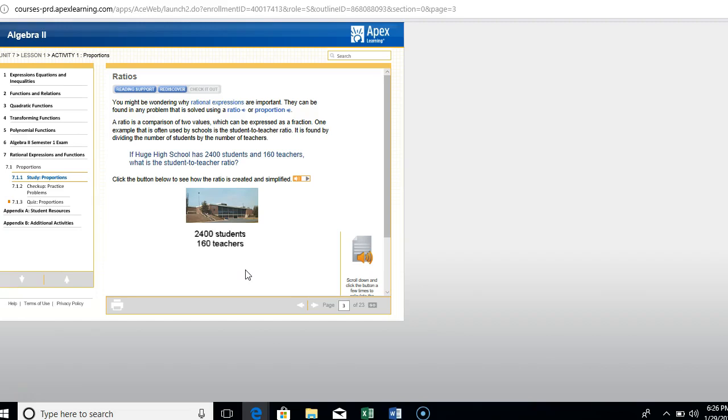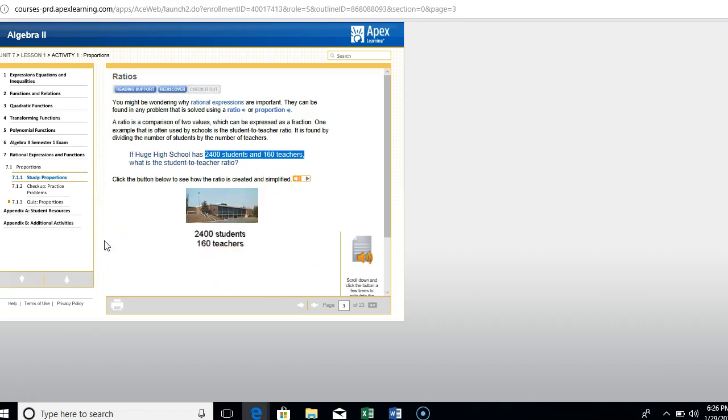Miss Fergus, I'm on study 7.1.1 proportions and I don't understand what it says on slide 3 when it says the ratio of student to teacher is 2,400 to 160. Where did they get those numbers from? Notice that's a very specific question, so I know exactly where to go to help you out.